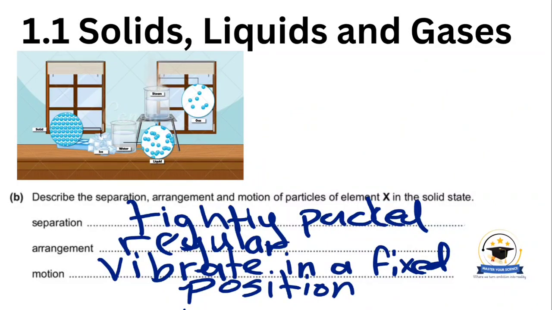If X was in a liquid state, then its particles would be loosely packed, have an irregular arrangement, and are able to slide over each other. If X was in a gaseous state, then its particles would be far apart, randomly arranged, and move at high speeds.